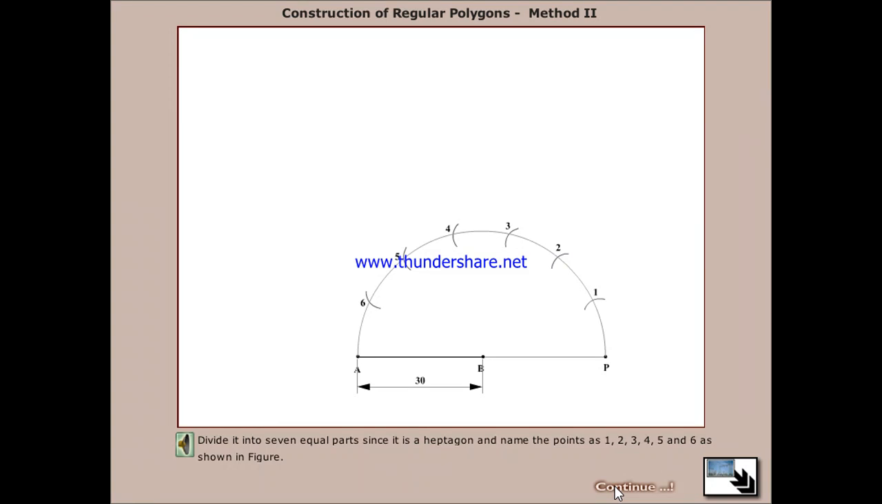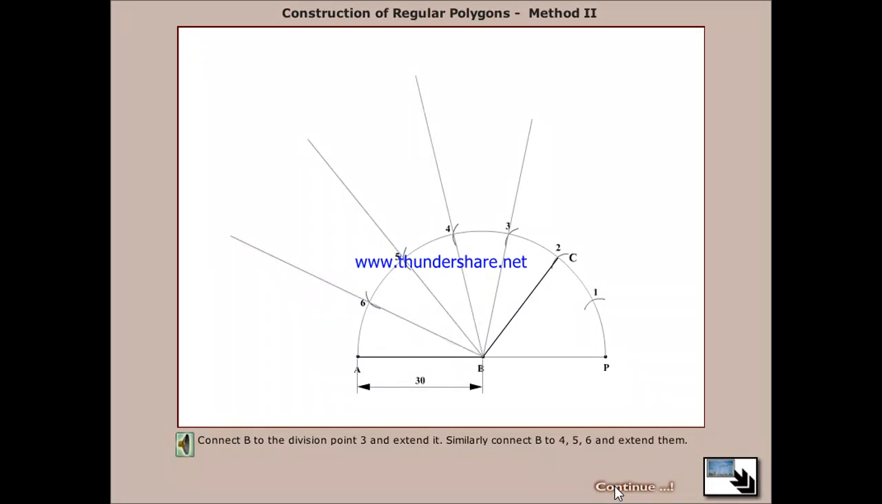Connect B to the division point 2. Connect B to the division point 3 and extend it. Similarly, connect B to 4, 5, 6 and extend them. With C as center, C the point which coincides with point 2, and radius equal to AB, cut B3 produced at point D. Now with D as center and with the same radius AB, cut B4 produced at E.